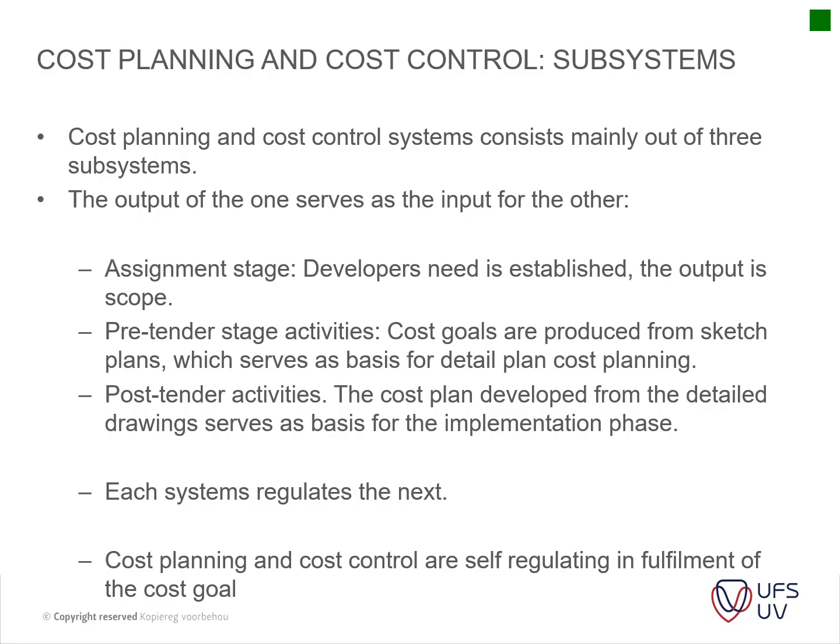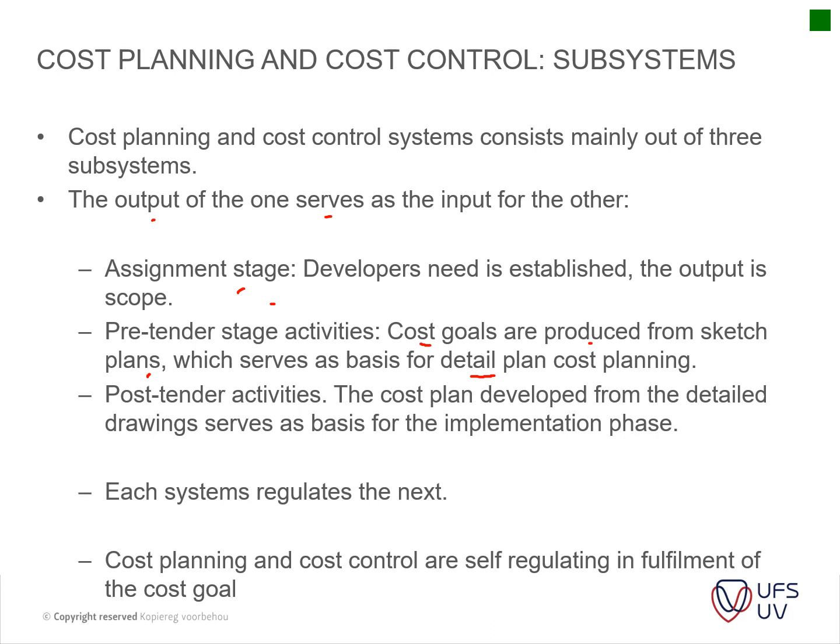Okay, cost planning, cost control subsystems. Okay, very important to go through. Cost planning, cost control systems consist mainly out of 3 subsystems. You've got your output of the one serves as the input of the other. So you've got your assignment stage. You establish the scope basically. You look at the scope and you do your design and you pre-tender activities. You look at your cost goals produced from sketch plans or the design, which serves as a basis for the detailed plan of cost planning.